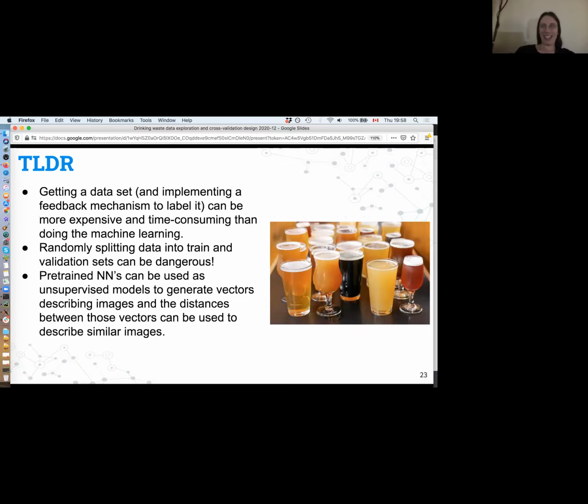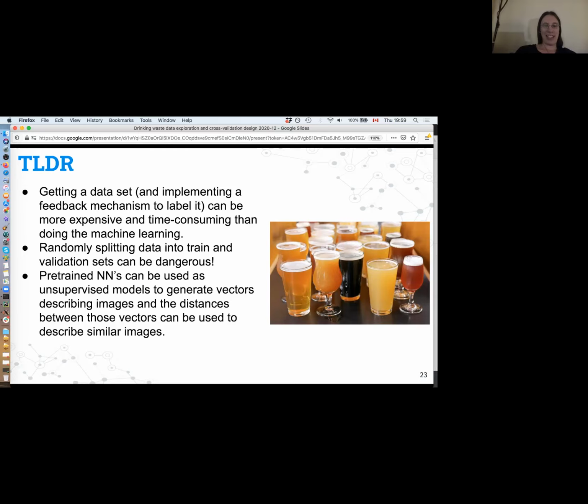All right, and oh, look at this. I can't believe this is 2 minutes to 8 o'clock, and I'm on my beer slide already. So what I want you to take out from this talk is that getting a data set and implementing a feedback mechanism to label it can be the most expensive and time-consuming part of doing machine learning. It takes more time than doing the actual machine learning sometimes.